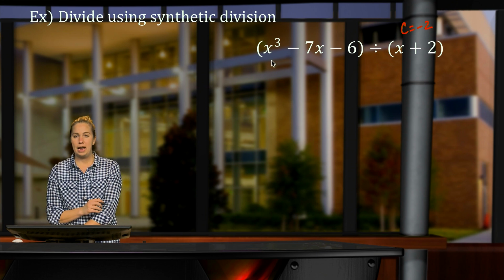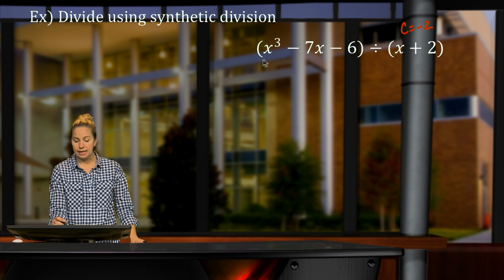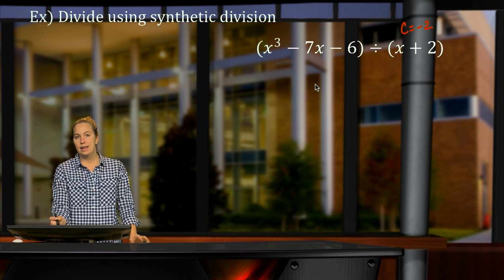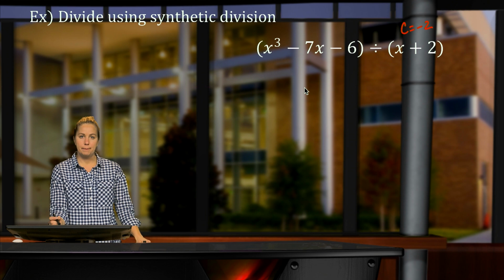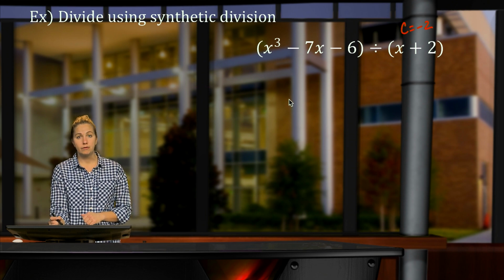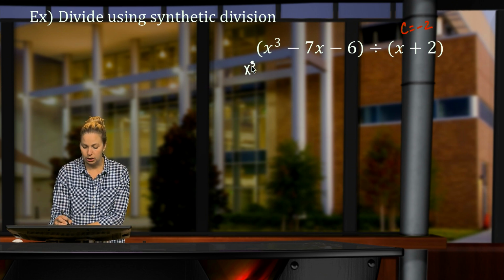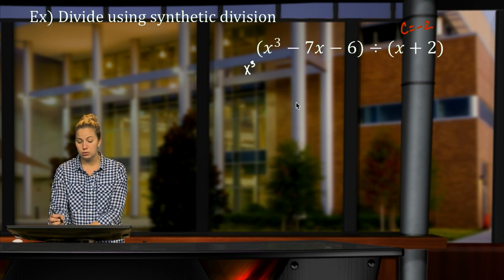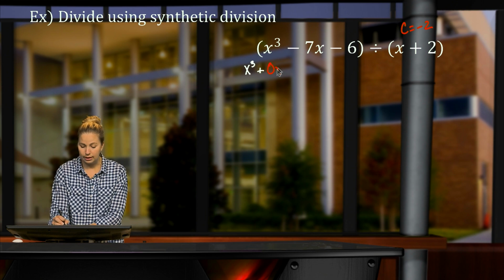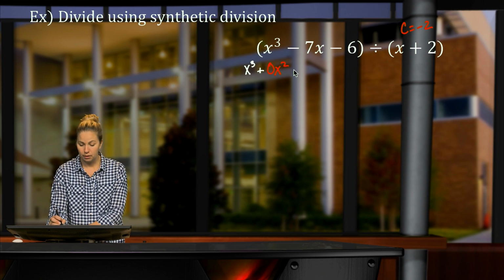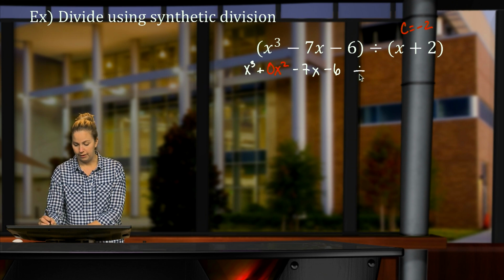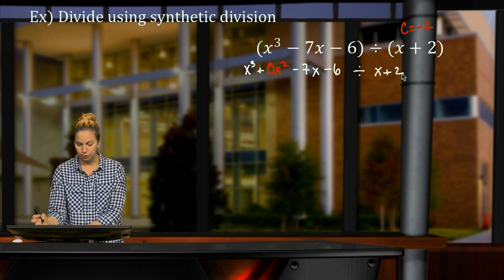But when I look at my dividend, the x cubed minus 7x minus 6, it looks like it's missing some pieces. Just like in that previous example when we were using long division and we had to use placeholders, you have to do the same thing for synthetic division. So if I rewrite this, this is x cubed. I don't have an x squared, so I'm going to add 0x squared for a placeholder, minus 7x minus 6, divided by x plus 2.